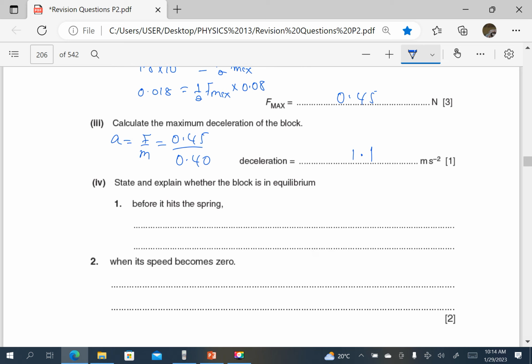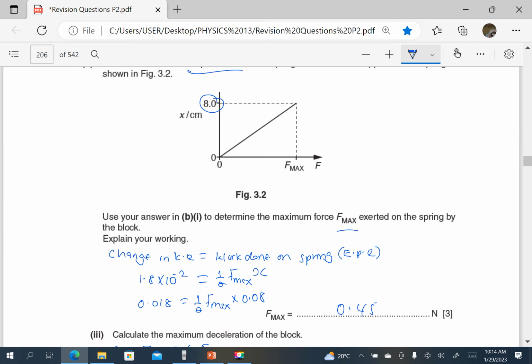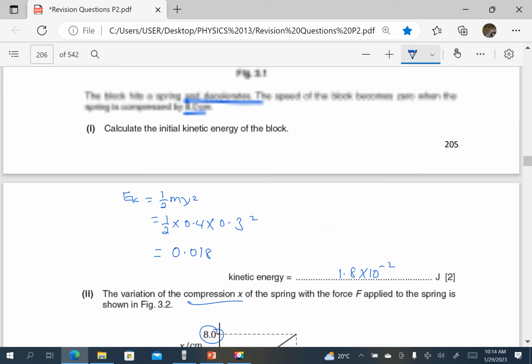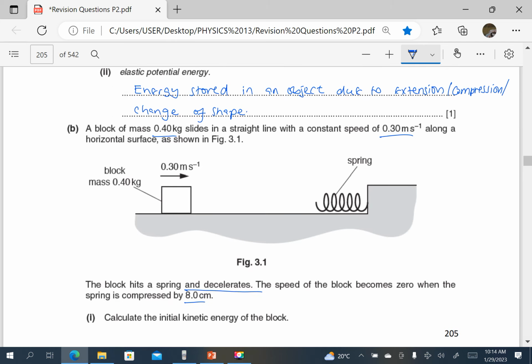State and explain whether the block is in equilibrium before it hits the spring. Let's check. Before it hits the spring, it was moving with a constant speed. So it means it was in equilibrium. After it hits the spring, it decelerates. It means the force is not constant, the speed is decreasing. That means the resultant force is not zero when the speed is decreasing. So it is not in equilibrium.